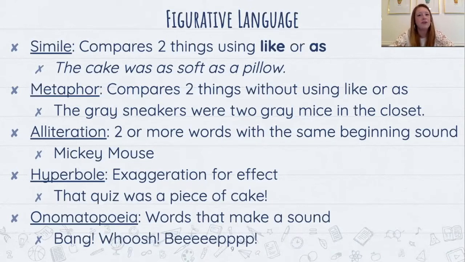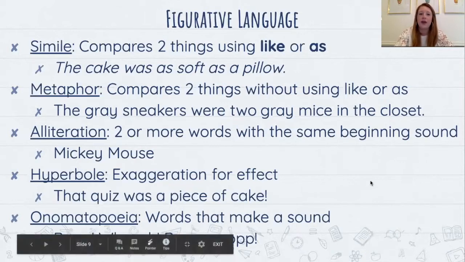Our final type of figurative language that you can play around with today if you'd like is onomatopoeia. I'll say that one more time because I know that's a really funny looking word. Onomatopoeia. So onomatopoeia, those are words that make a sound, like bang or whoosh or beep. So they're words that you can hear and that we hear in our daily life. So again, if you'd like, you can always pause to this screen or come back to it later on if you want to try and use any of these pieces of figurative language in your poem today.